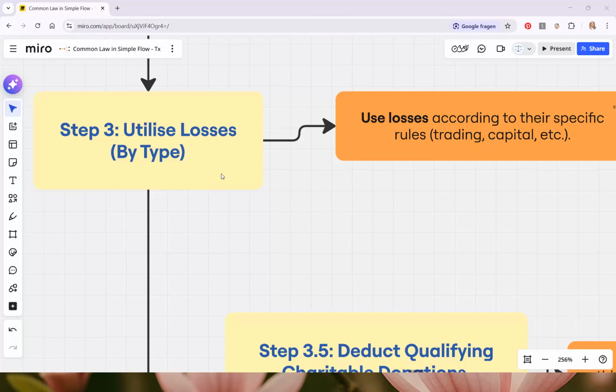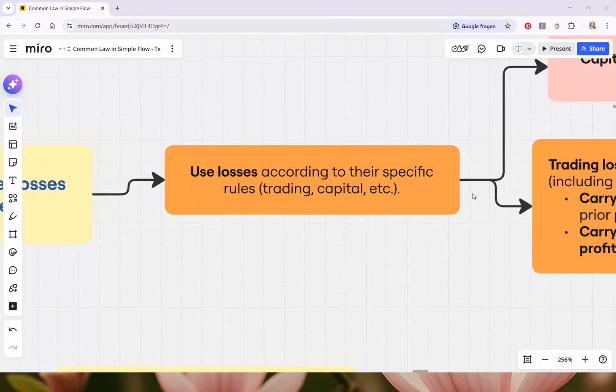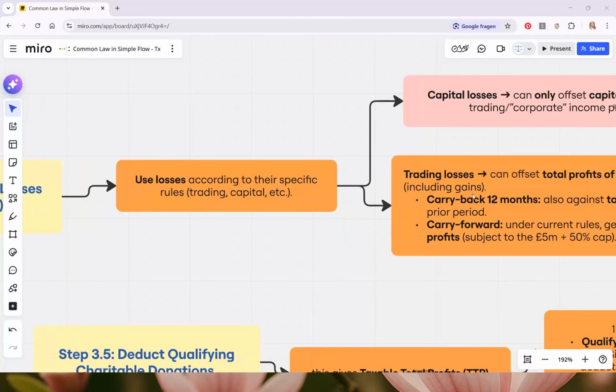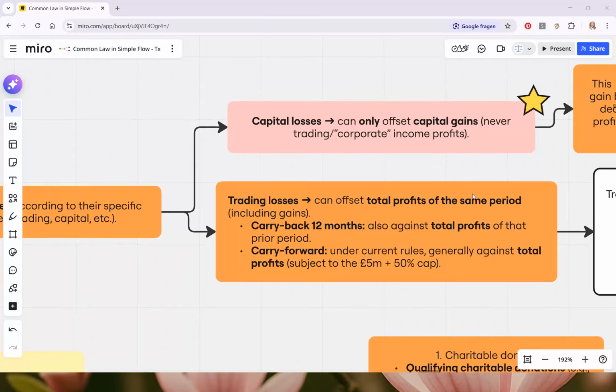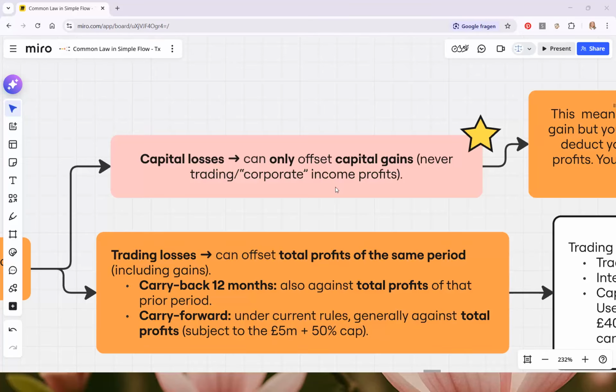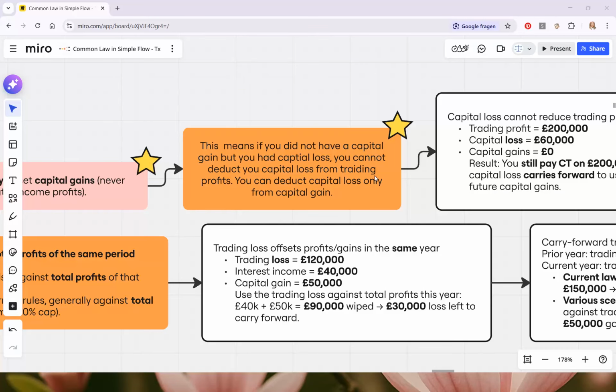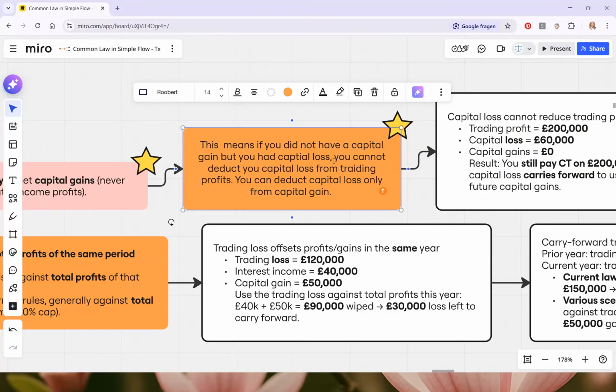So step 3, utilize losses by type. Use losses according to their specific rules: trading, capital, and so on. Capital losses can only offset capital gains, never trading and corporate income profits. This means if you did not have a capital gain but you had a capital loss, you cannot deduct your capital loss from trading profits. You can never do this.